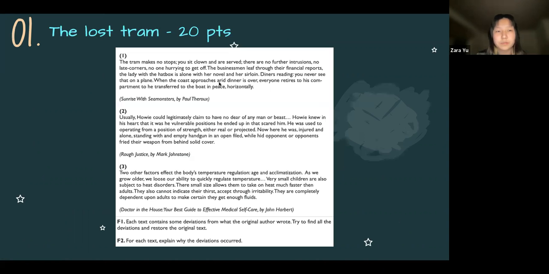Okay, we're just going to get into the practice problems then. The first one here is called The Lost Tram and it's worth 20 points. They give you 3 paragraphs of text and there are some errors in these texts, so they're not what the author meant to write. Your goal is to find these errors and restore the original text, and then say for each of these errors why they occurred. There's a pattern to the errors and you just have to find them and also rewrite these so that they make sense.